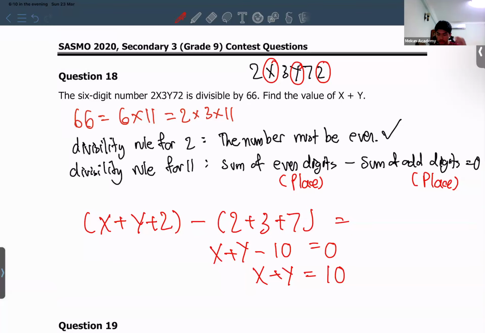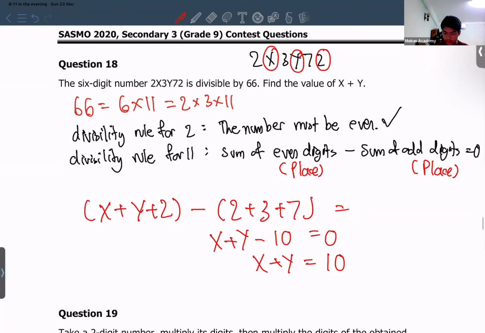From this, you can look at the question that they ask us. They ask us to find a value for x plus y. So by using the divisibility rule for 11, you can see that the answer is x plus y equals 10. Are there any questions, or do I need to explain this all over again? You can type in the chat, or you can just unmute yourself.